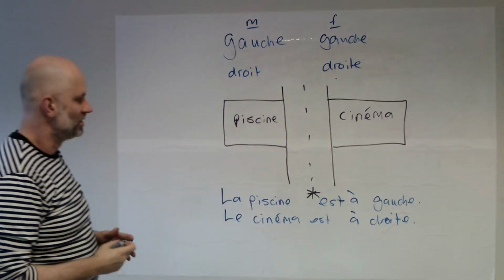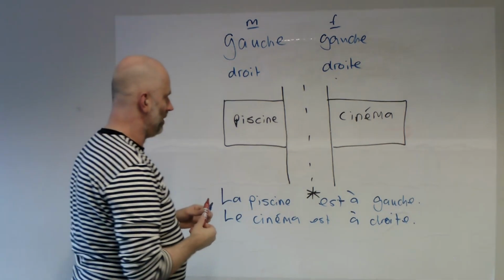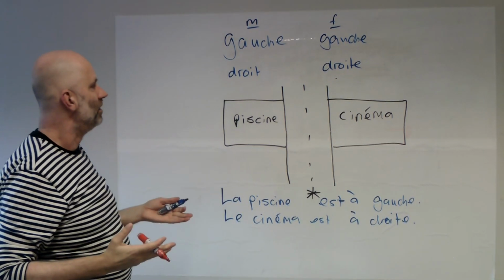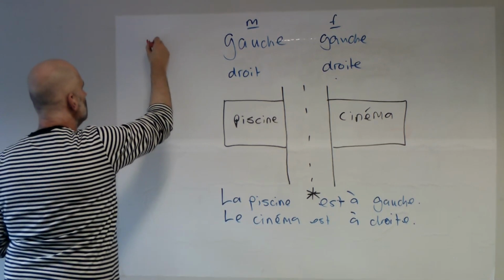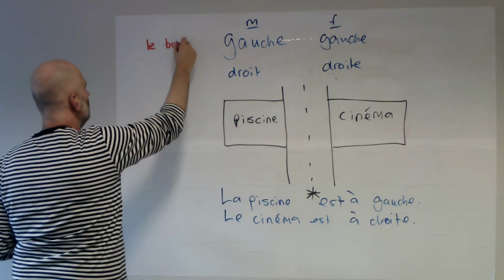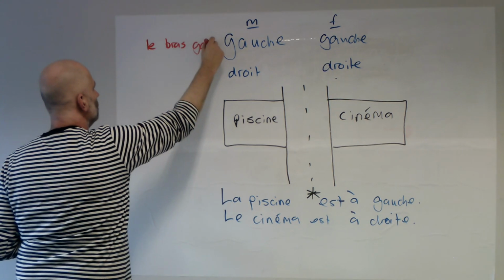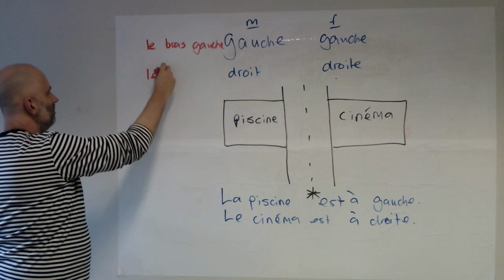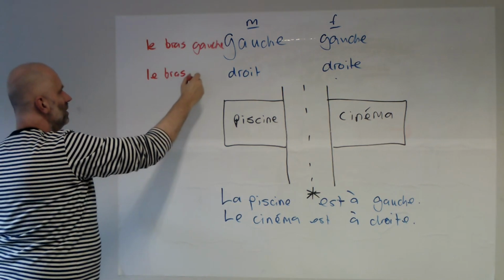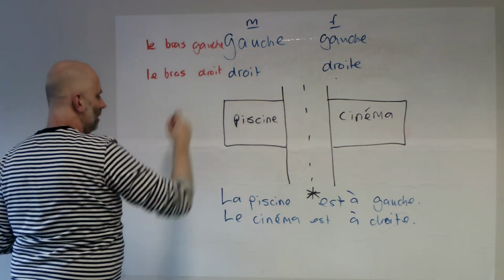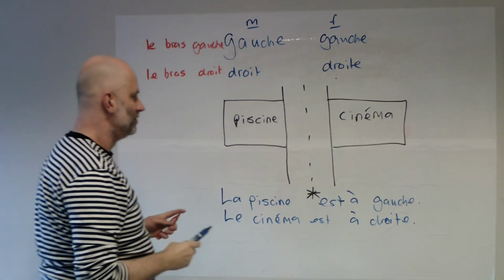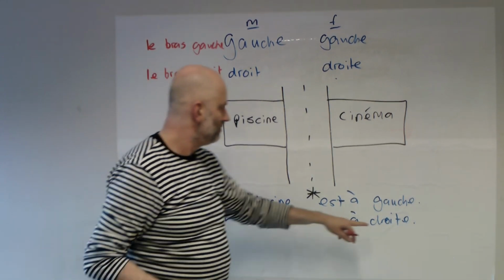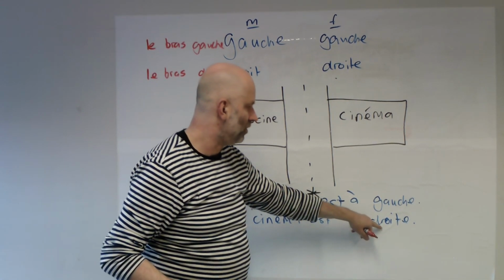So if you want to talk about something, you want to say something like the left arm, it's a masculine, le bras gauche. Or if you want to say the right arm, le bras droit. So when you say on the left, you're saying à gauche and à droite. So why is it droite? Why is it not droit?